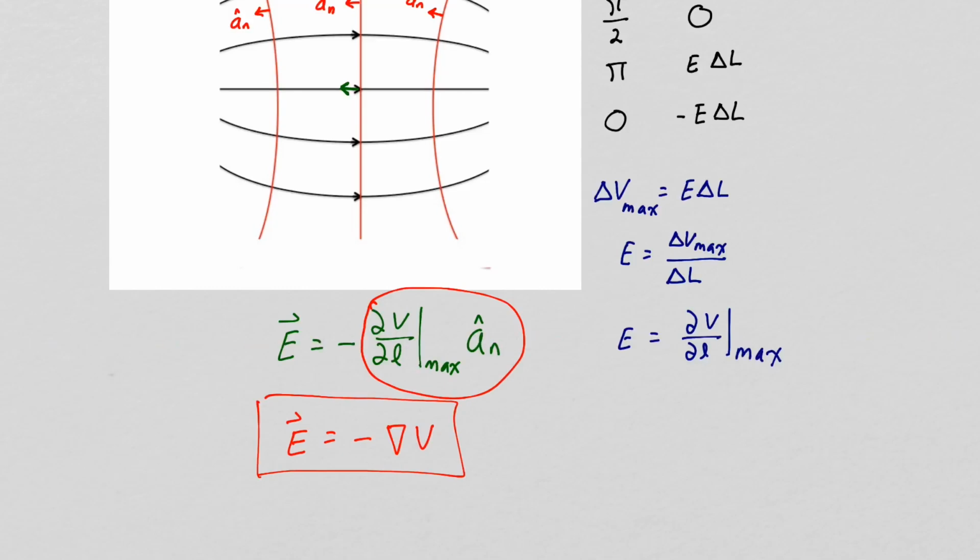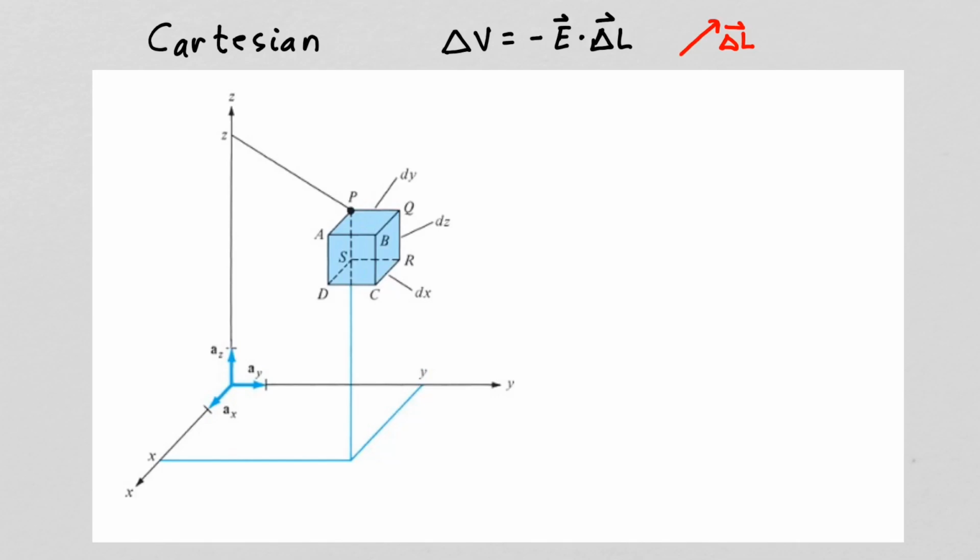As we saw earlier, the voltage drop across our voltage probe is minus the dot product between the electric field intensity and delta L. So let's look at the Cartesian coordinate system. Let's adjust the voltage probe so that it's of length dx and pointing in the x direction. So delta L is equal to dx in the x direction. The voltage drop across that voltage probe, delta V, we will call dV.